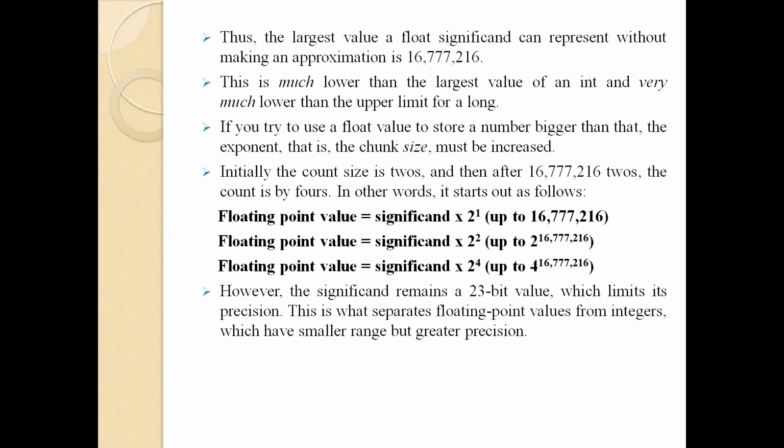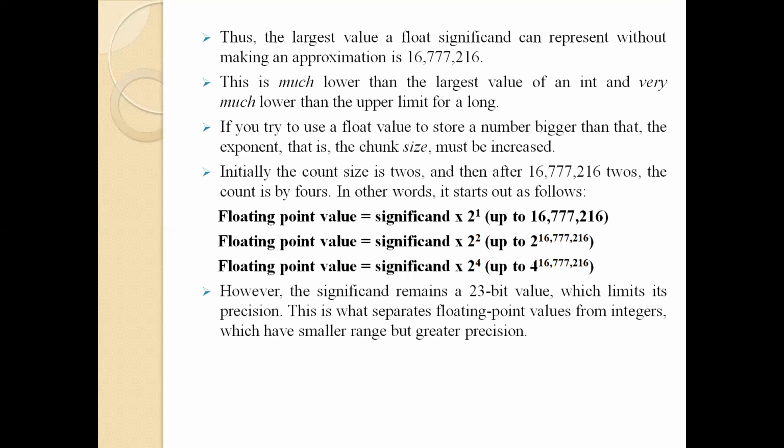We will see an example: a floating point value equal to significand times 2 power 1 goes up to 16,777,216. Now we will see another floating point value equal to significand times 2 power 2, that is up to 2 power 16,777,216. The third one is up to 2 power 4, that is 4 power 16,777,216. However, the significand remains a 23-bit value, which limits its precision.